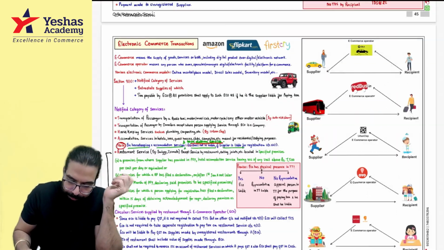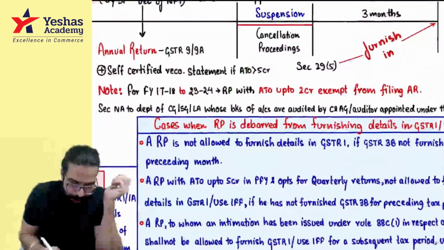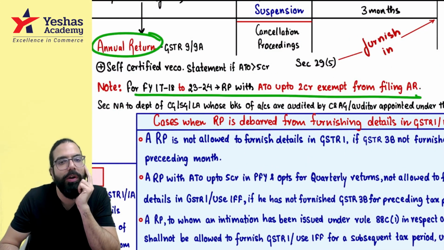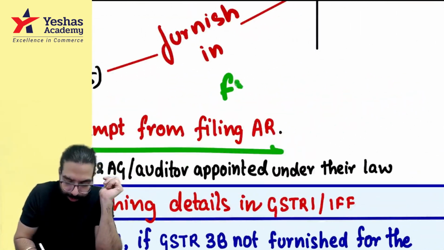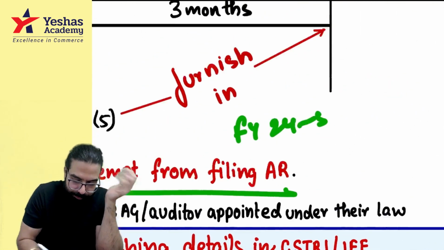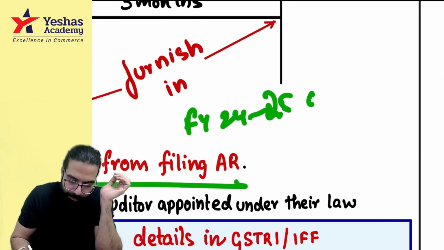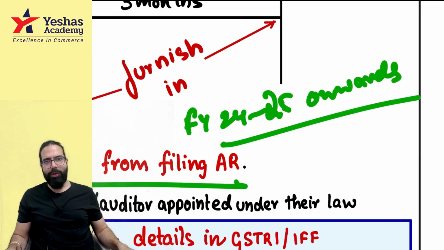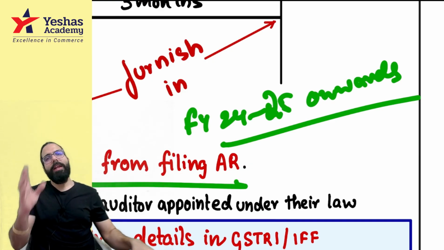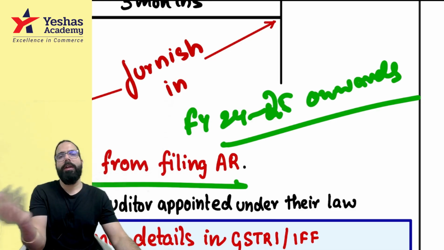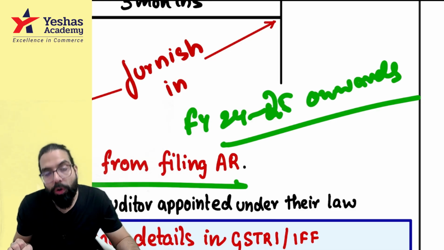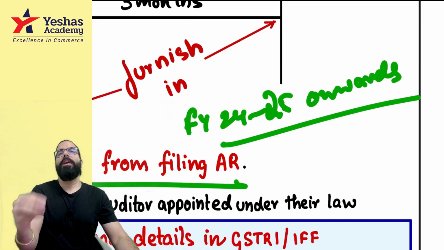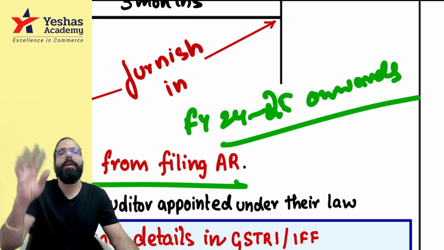In the returns chapter, nothing. In the returns chapter, every year they used to exempt you from filing the annual return if your turnover is up to 2 crore. Now they have told from financial year 24-25 onwards, they will not tell you every year this year exempt, this year exempt. They told 17-18 exempt, 18-19 exempt, 19-20 exempt. Now they have told that anyone whose turnover from financial year 24-25 onwards is up to 2 crore will be exempted from annual return.